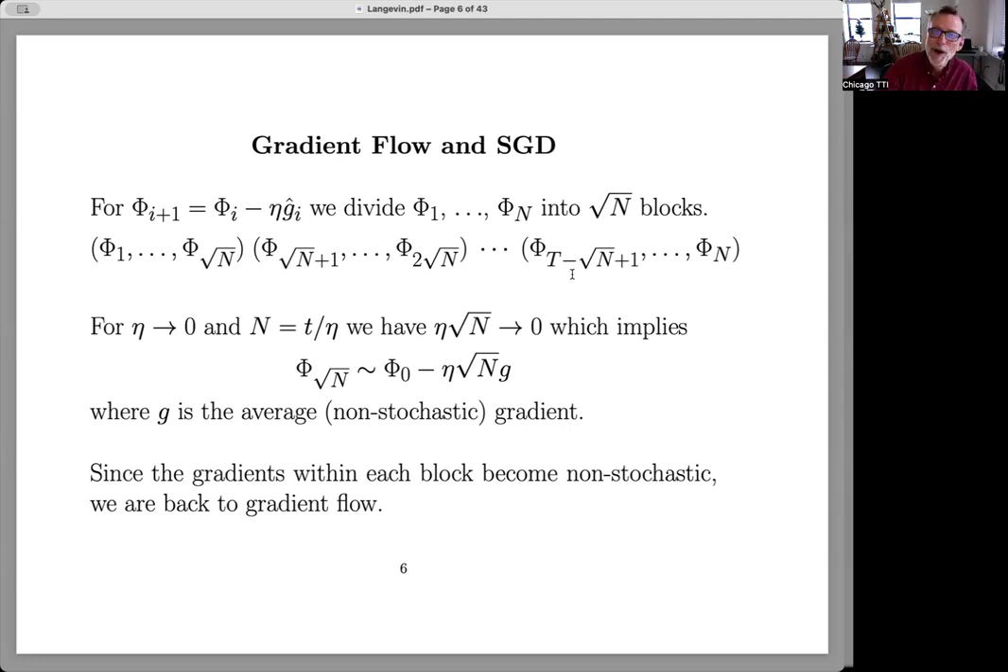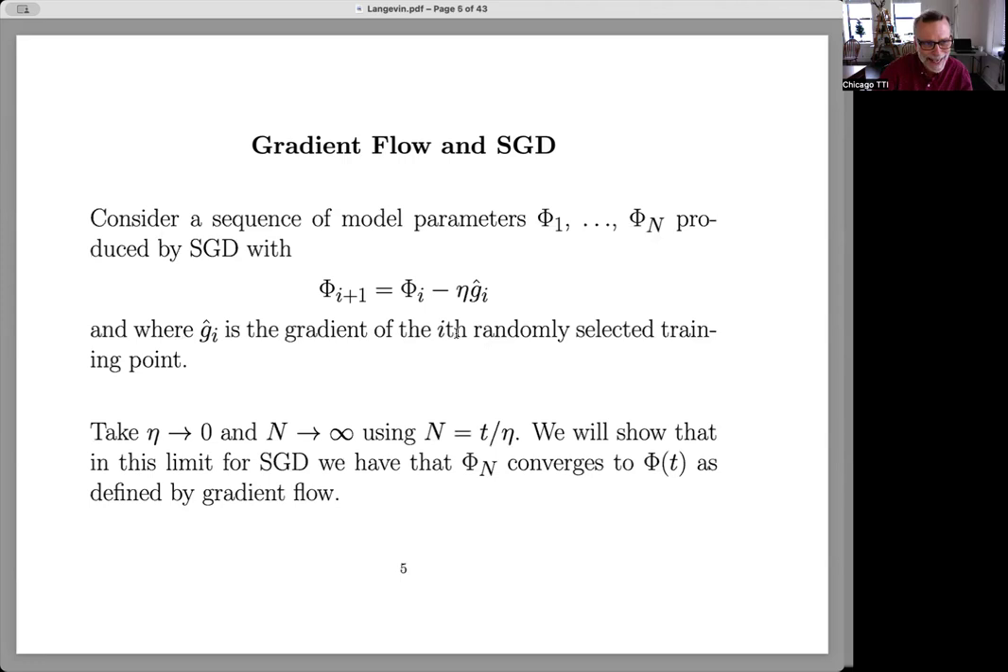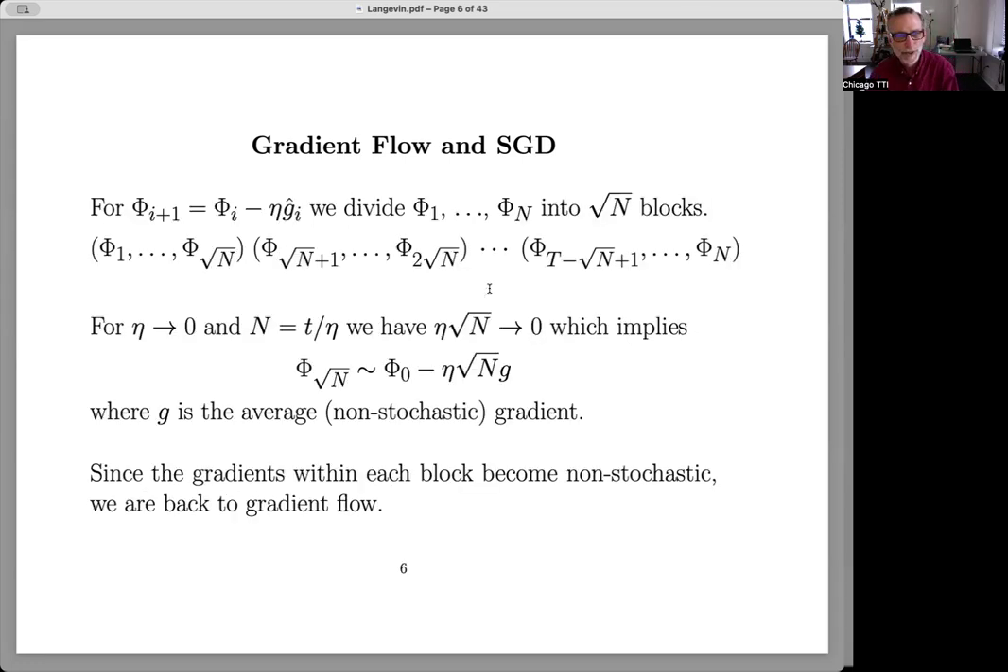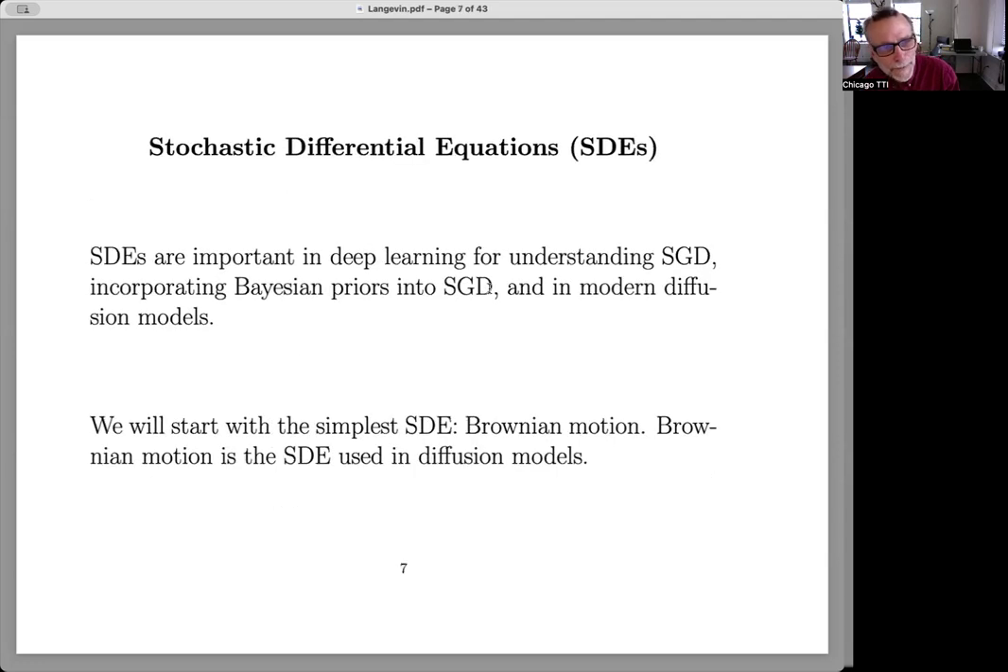I'm not sure if anyone followed that, but what you want to remember is that as eta goes to 0 under this limit, SGD will converge to gradient flow, to the continuous version. Okay, that was the easy one: gradient flow and the relationship between gradient flow and SGD as we take the learning rate to 0.